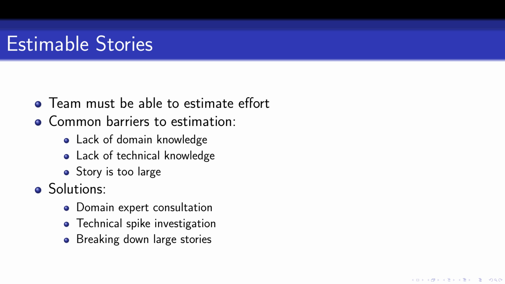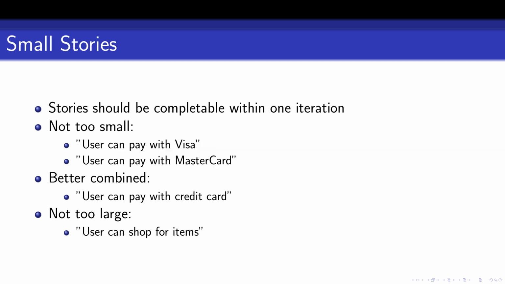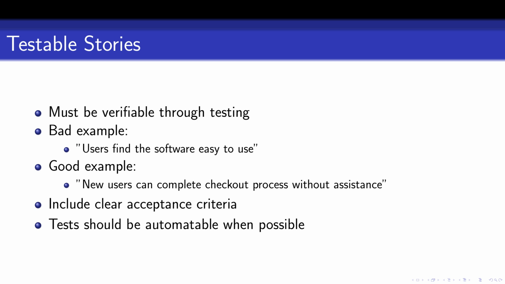Stories should also be estimable, meaning the team can assess the effort required. Break large stories into smaller, actionable pieces to ensure clarity and feasibility. Small stories can be completed in one iteration. If a story is too large, break it into smaller parts while preserving its context. Finally, testable stories include clear acceptance criteria that define what success looks like.